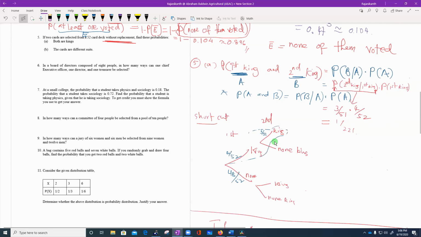Simply multiply these two numbers: 4 over 52 times 3 over 51. That is the one I got now. Okay, so this is just a shortcut using the tree diagram.